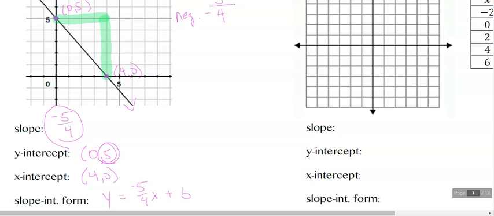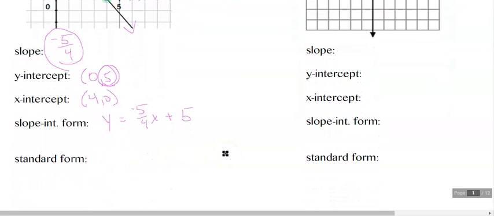Plus 5. I want to fill that part in. And then it wants us to write this in standard form. So what I want to do is get this part over on the left. So I'm just going to add 5/4 to both sides. And when I add 5/4 to both sides, that is 5/4 x plus 1y equals 5. So that's standard form.